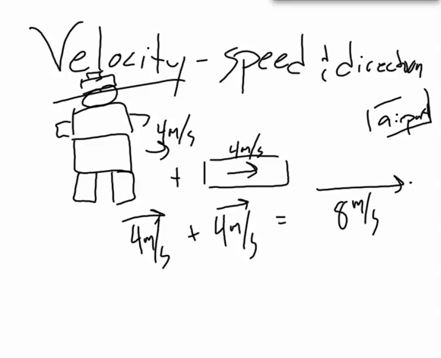Don't forget, when you say 8 meters per second, you need a direction to make it a velocity. So you can combine velocities.